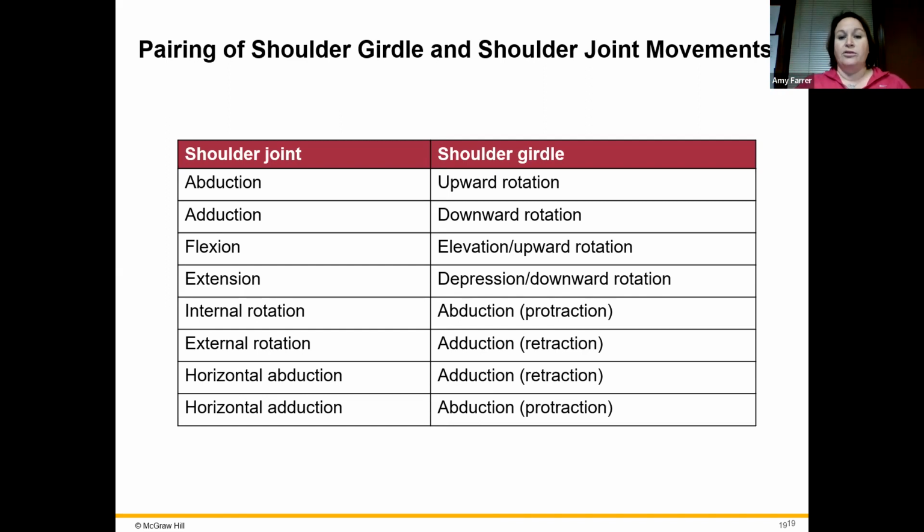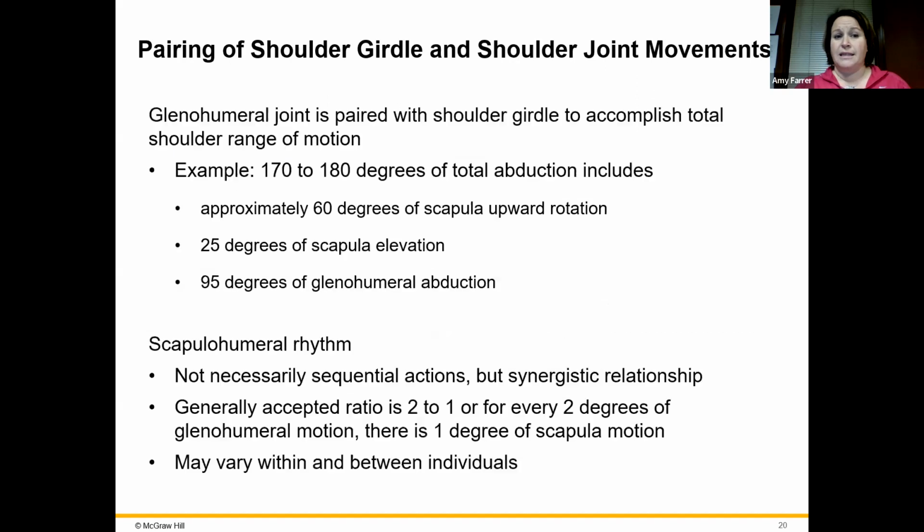So if we internally rotate, it is going to abduct your scapula. By the same token, if you externally rotate, you're going to adduct or retract your scapula. So make sure that you understand what happens complementary between these 2 joints for the big motion that you would expect to see at the shoulder.